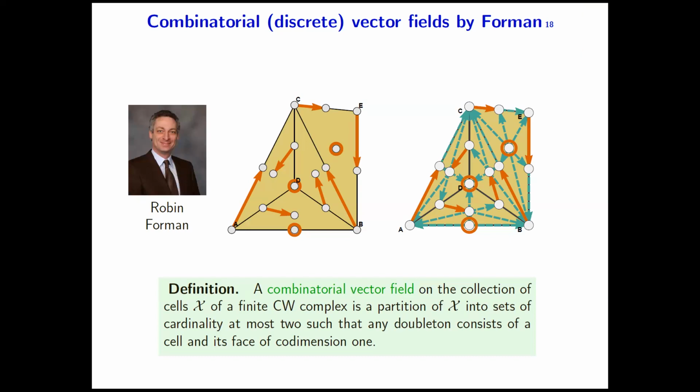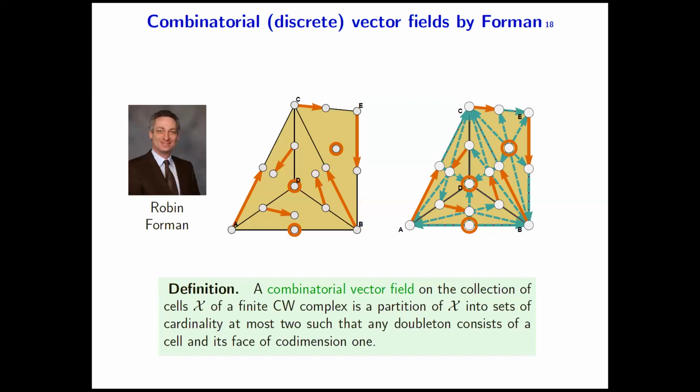on the collection of cells of this simplicial complex, it may actually also be a CW complex, is a partition of this collection into sets of cardinality at most two, so singletons or doubletons. No condition on singletons, one condition on doubletons: if you put two cells into a doubleton, then one should be a face of the other of dimension 1. And then since one dimension is higher than the other, this gives you a sense of direction.